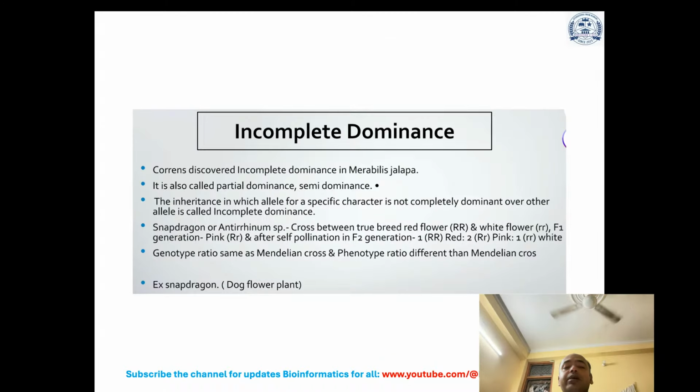Now, what is incomplete dominance? Correns discovered incomplete dominance in Mirabilis jalapa.